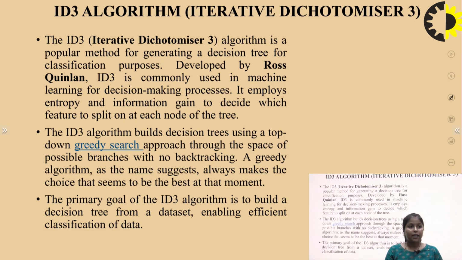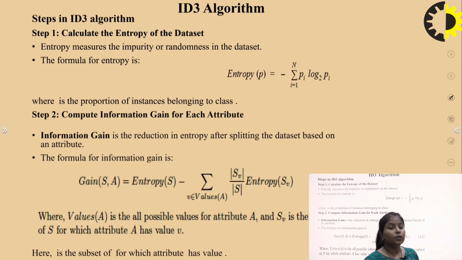So the ID3 algorithm builds a decision tree using a top-down greedy search approach through the space of possible branches with no backtracking. A greedy algorithm, as the name suggests, always makes the choice that seems the best at the moment. So the primary goal of the ID3 algorithm is to build a decision tree from a data set, enabling efficient classification of data. Some steps involved in the ID3 algorithm.